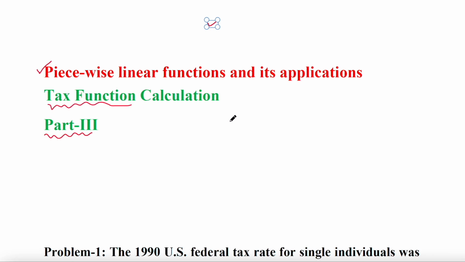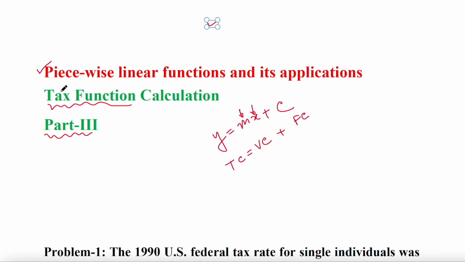In our previous class, we discussed y equal to mx plus c, which is the cost function, where y indicates total cost, mx indicates variable cost, and c indicates fixed cost, where m is the variable cost per unit and x is the number of units.